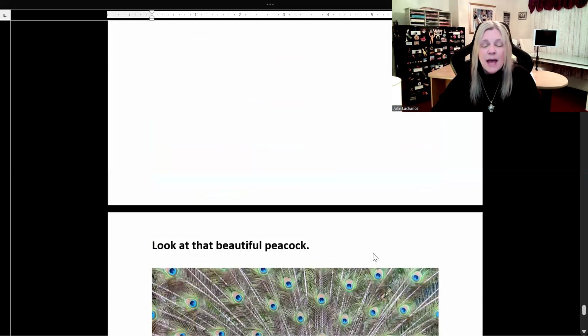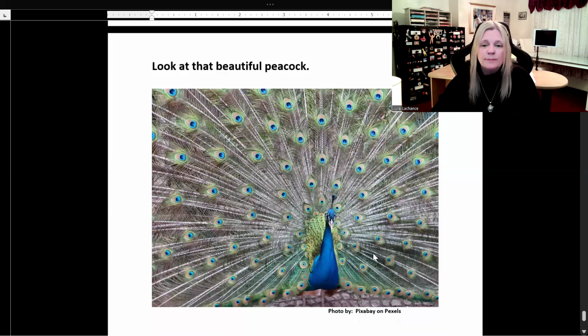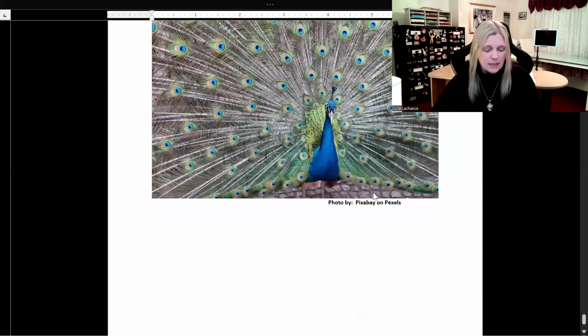Look at that beautiful peacock. It is really beautiful. Okay, good. So that's it.